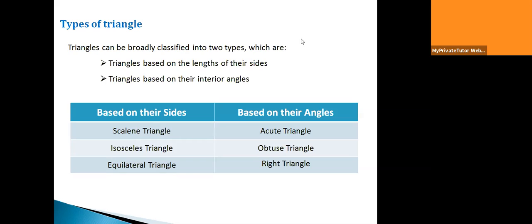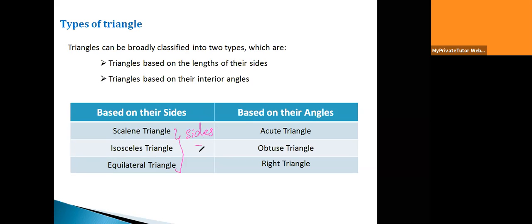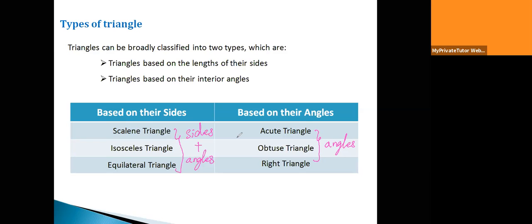So how can we find the types of triangles using sides? These three are the scalene triangle, the isosceles triangle, and the equilateral triangle. These three triangles are based on sides, or else we can say sides plus angles. But the other three, acute, obtuse, and right angle, only depend on angles. So we have six types of triangles, three based on sides and angles, and three based only on angles. Any questions so far, guys?